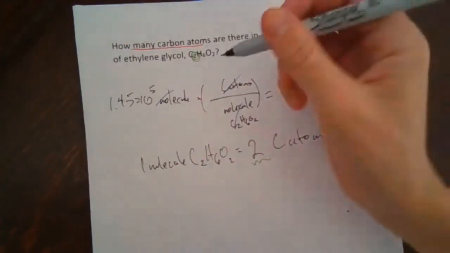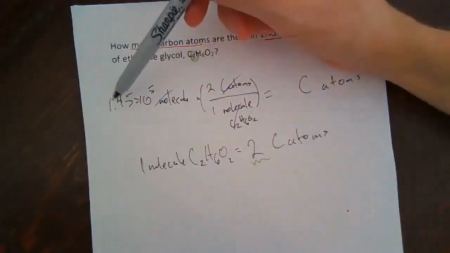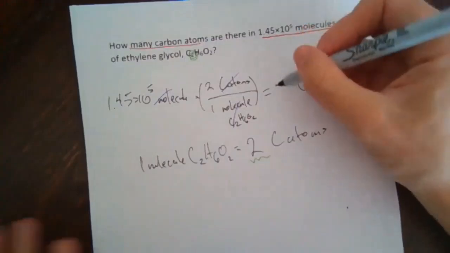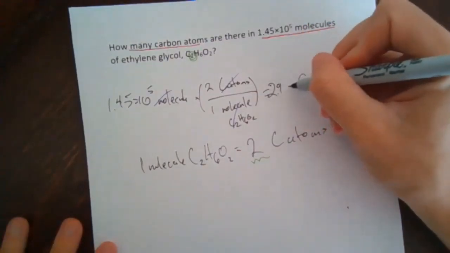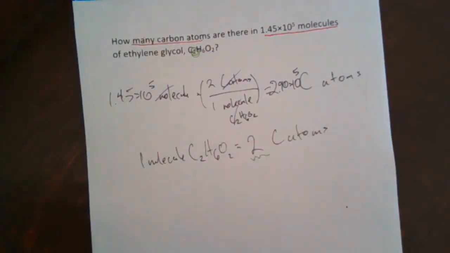So when we multiply this, we put a 2 right there and a 1 right there. So 1.45 times 10 to the 5th times 2 divided by 1 gives me 2.90 times 10 to the 5th carbon atoms.